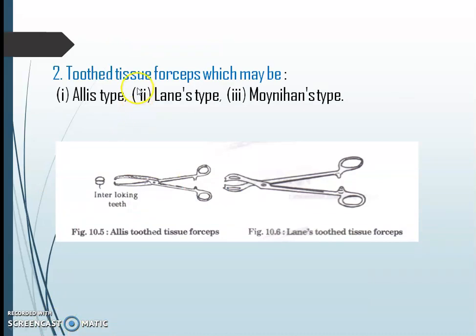Then toothed tissue forceps, which may be of three types: Allis type, Lane's type, and Moynihan's type. This figure shows Allis type toothed tissue forceps. It has interlocking teeth inside. This is Lane toothed tissue forceps.